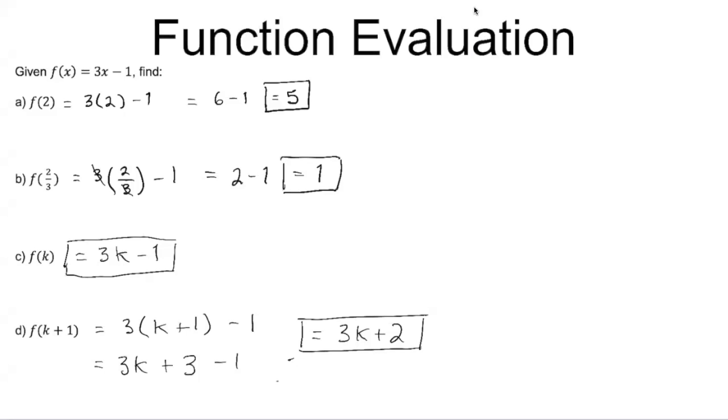And you see for the last example, I am given the task of substituting k plus 1 for x. Again, paying attention to order of operations, I expand the parentheses, meaning 3 times k, 3k, and 3 times 1, which is 3. Subtract 1, I'm left with 3k plus 2, and I cannot simplify that any further.